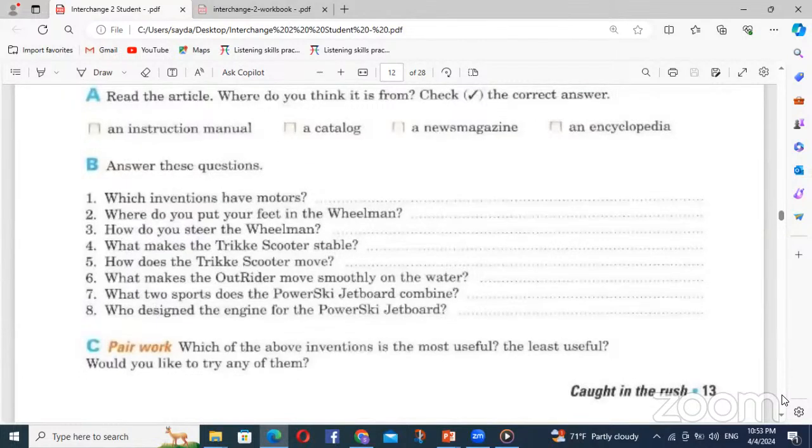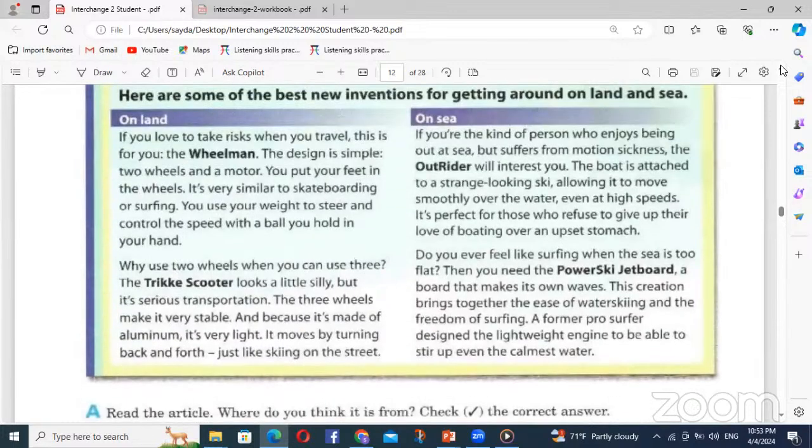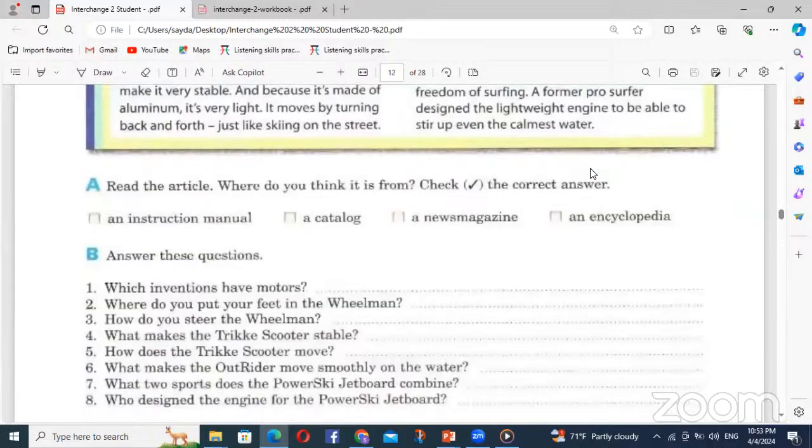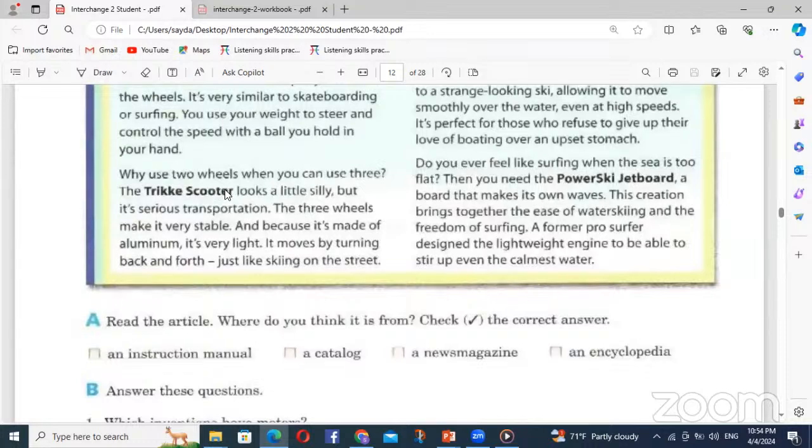Number 3: how do you steer the wheelman? How do you move it from one direction to another? Using your weight. Using your weight, so you steer it. Yes, okay, you steer it, you move it. Number 4: what makes the trick scooter stable, steady? Three wheels. Three wheels. Bravo. Next one.